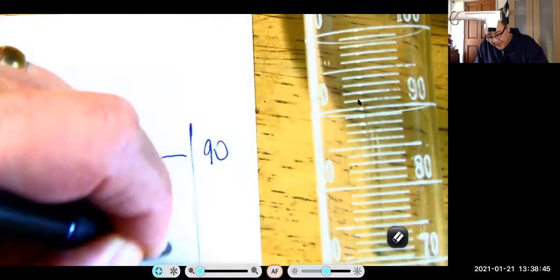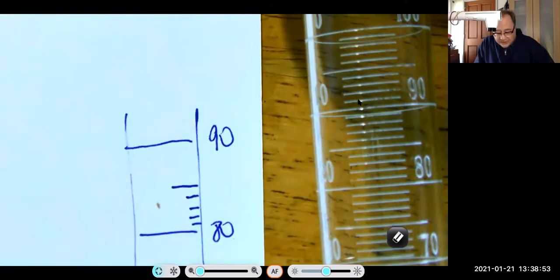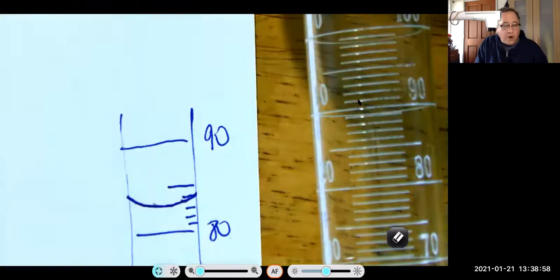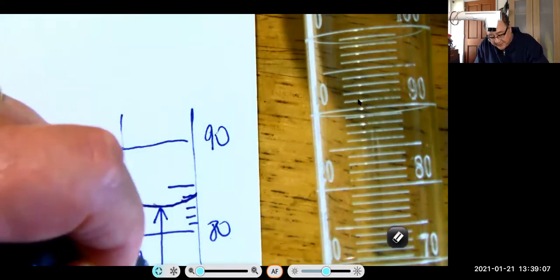All right. Now, when we are measuring a fluid, what do we actually measure? Well, I'm going to show you a little drawing here of what you would actually measure. So I'm going to scoot this over a bit, and I'm going to draw a graduated cylinder. And so here's a 90 and here's an 80. And I'm going to break this up. And when you're looking at liquid in a graduated cylinder, this is what you actually see. You see a little bit of a bow from the water. This part right here, which is the lowest part of the water, is called the meniscus.